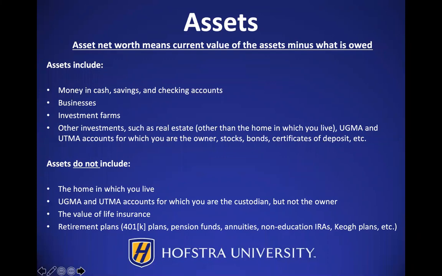Assets do not include the home in which you live. We find that's one of the most common errors. Parents will put their home in which they live as an asset. You do not need to do that on the FAFSA. Assets also do not include UGMA and UTMA accounts for which you are the custodian but not the owner, the value of life insurance, as well as retirement plans, 401k plans, pension funds, annuities, non-educational IRAs, or Keogh plans.